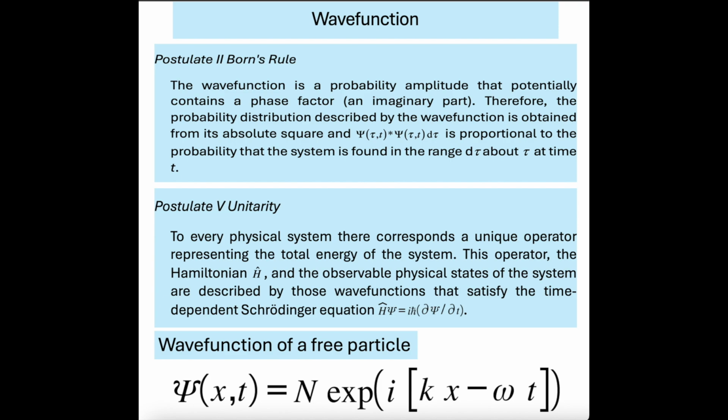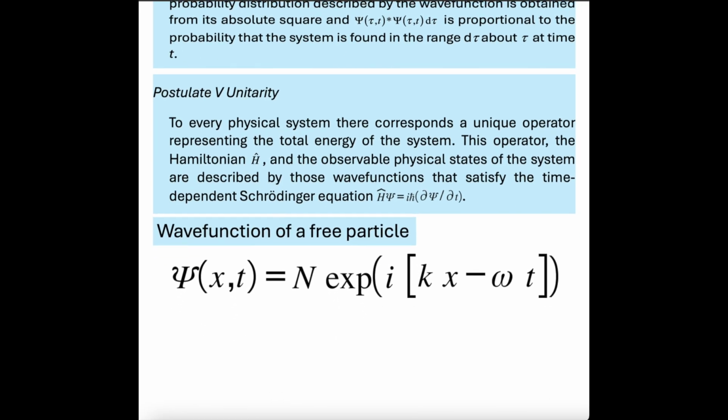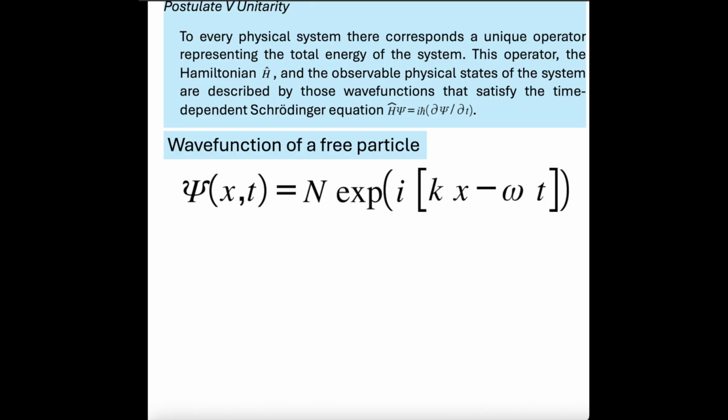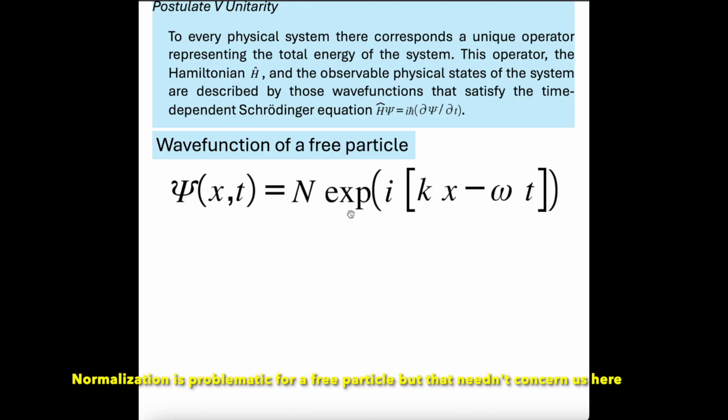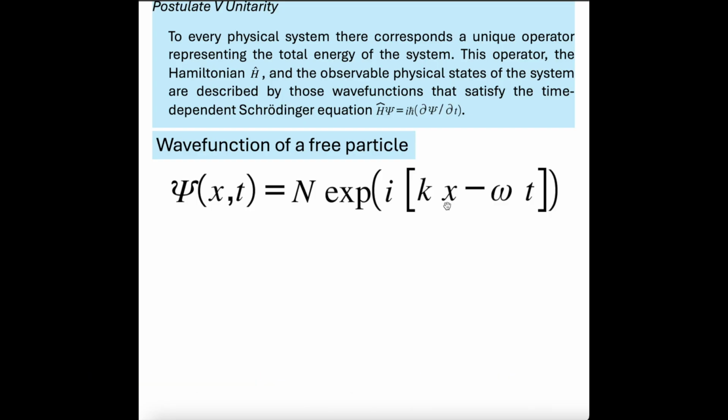So let's see if we can derive this equation, the time-dependent Schrödinger equation, for a simple case. A simple case is that of a free particle. Free particle, no potential energy in this system, and its wave function is given here. Psi of spatial coordinates and time coordinates is just a normalization constant times an exponential function, i times the quantity kx minus omega t. k is the wave vector, omega is the angular frequency.